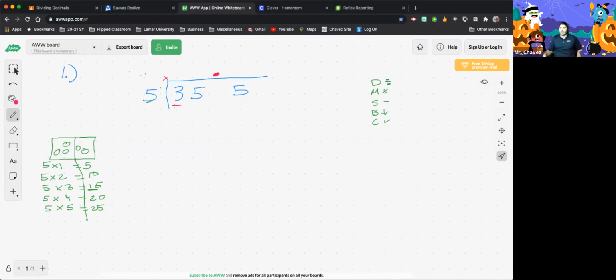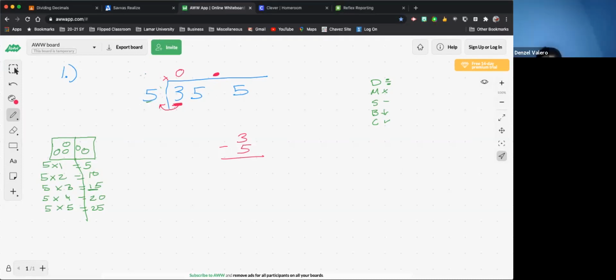3 divided by 5. Well, first off, 3 is smaller than 5, right, guys? So you can't do it. It's like when you subtract. Can I subtract this? 3 minus 5. Can I do this? No, right? We can't do it. So it's the same thing in division. If the number inside is smaller than the number outside, you can't do it. You have to borrow. This is how you do it.